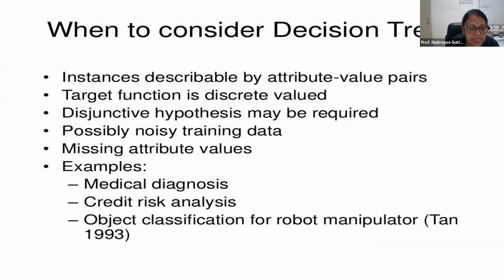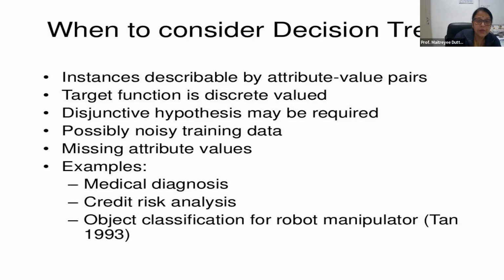Now examples: we can use it for medical diagnosis, market analysis, credit risk analysis, some classification, right? The object classification, that also we can use. And sometimes the target values are discrete values, right? Sometimes we can get the target values as continuous values also.